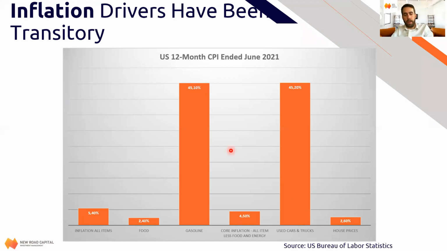And then, forecasting that to actually come down over time. And then the other one was used cars and trucks. So if you take that 5.4% number, a full third of it was just due to this number here, used cars and trucks being up 45%.